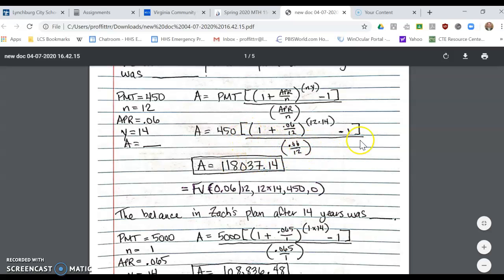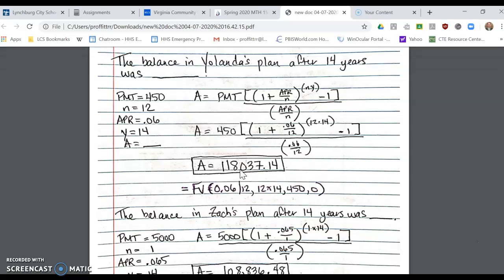When you type this into your calculator, if you type it in correctly, you should get $118,037.14. You have to be careful when you're typing this in, so that might be an issue with you. Just be real careful with your parentheses when you're using your calculator. Now, if you want to use Excel to figure this out, you can certainly do that.